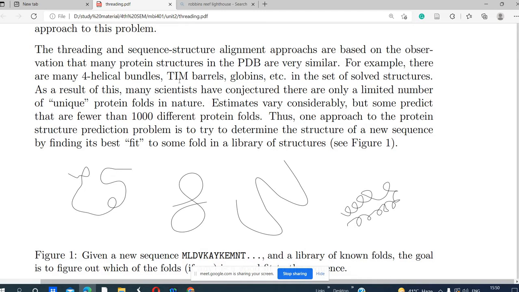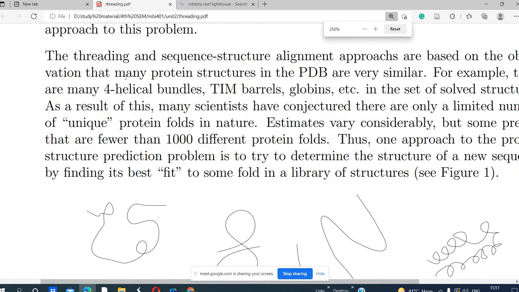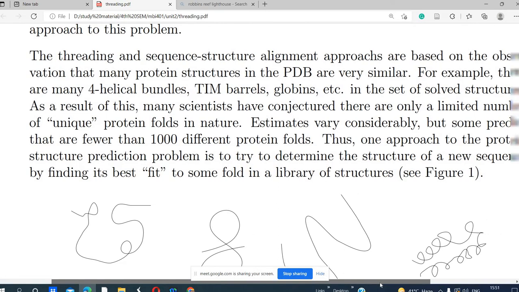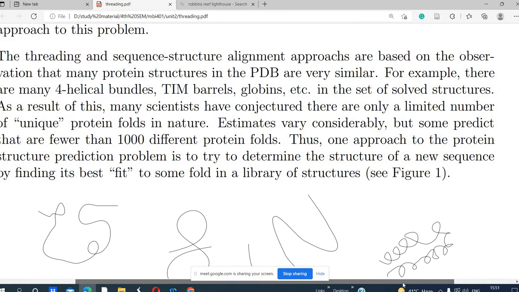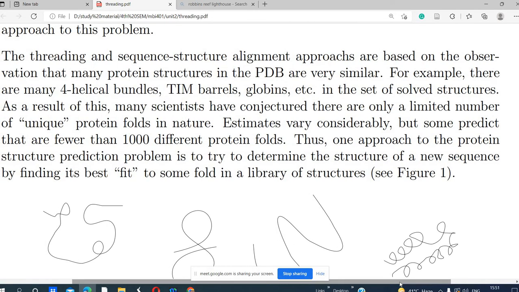There are different types of structure classes. You can see here four helical bundles, Tim barrel, and so on. These are the types of structures, and these are available in the PDB database. In the PDB data bank, you can find the structures of the Tim barrel model and globin protein, in the set of solved structures. Solved structures are available in the PDB data bank.